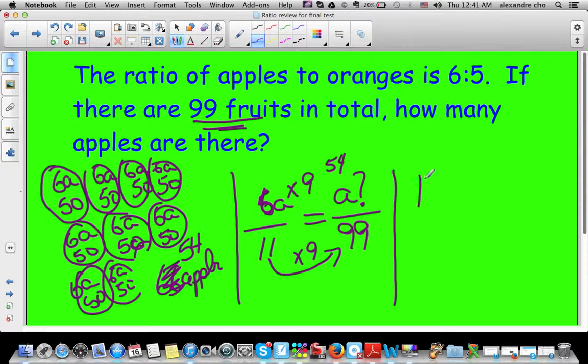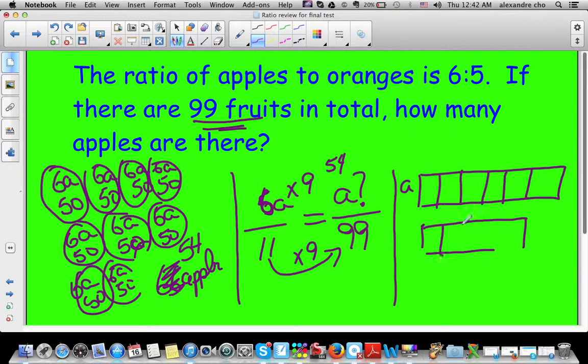If you did the tape diagram, let's see, apples is 6, so I hope I can do a 6 here. 1, 2, 3, 4, 5, 6 boxes, 1 for each apple, and it says oranges is 5. 1, 2, 3, 4, 5. That's our initial tape diagram. Okay, so ratio of 6 to 5. There's 6 and 5 and 99 fruits.